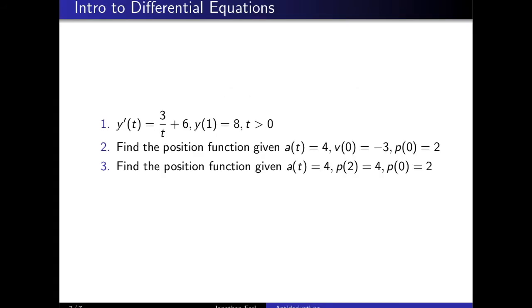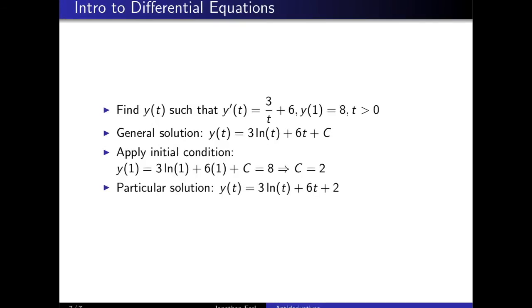Okay, so 2 examples for this. We want to find a function y so that y prime is equal to 3 over t plus 6 and y of 1 is equal to 8, and we're going to do this for t positive. Okay, so if we do that, we just have powers of t, so we're going to get a general solution of 3 natural logarithm of t, and because we're dealing with positive t, we can drop the absolute value signs, plus 6t plus some arbitrary constant. So that gives us our general solution.